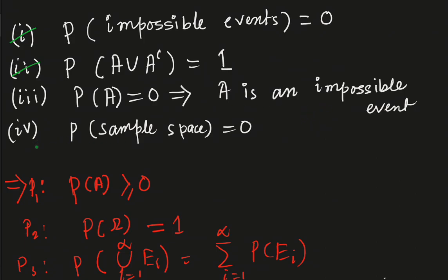Another thing is the probability of the sample space is not 0. I think it's 1. Let me see the problem again. Yeah, it's 1. Since from the second axiom we know that this is true, that means 1, 2 and 4 are true here.